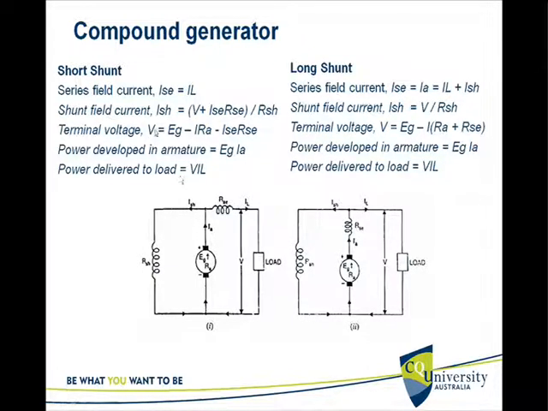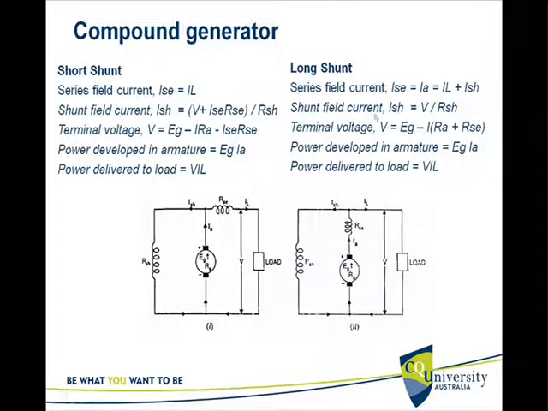Terminal voltage V is the generated voltage Eg minus Ia times Ra, the resistive voltage drop across the armature winding, minus ISE times RSE, the resistive voltage drop across the series field winding. Power developed in the armature is Eg times Ia, straightforward. Power delivered to the load is V times IL.